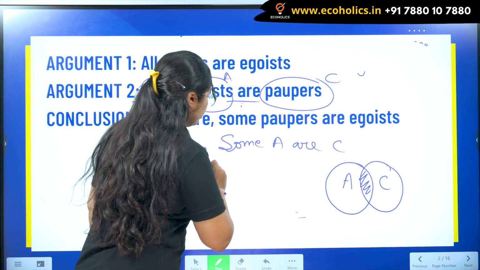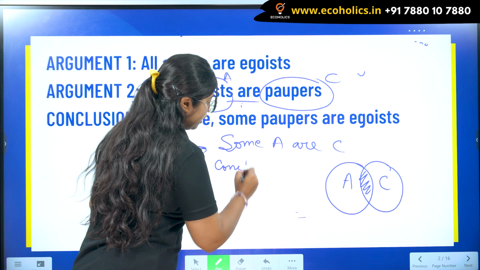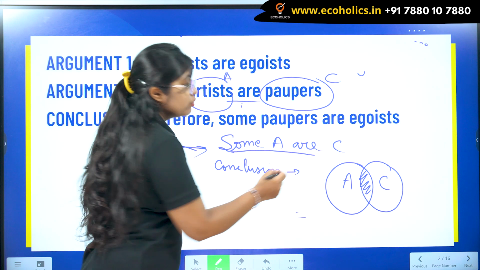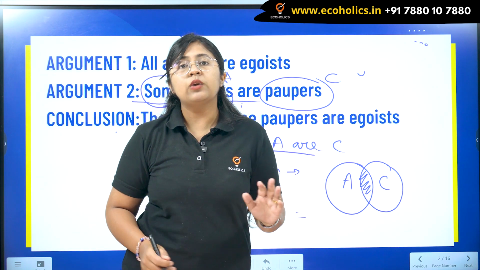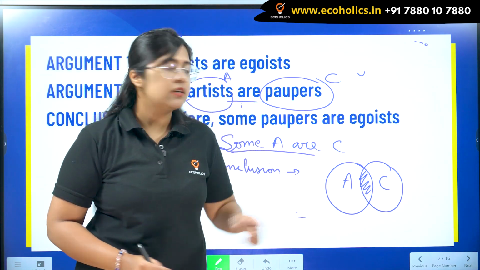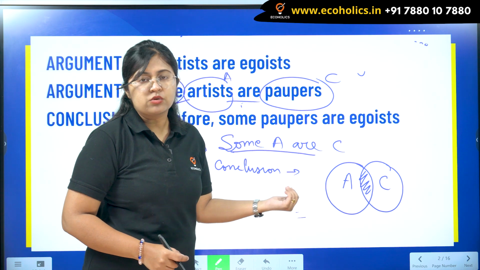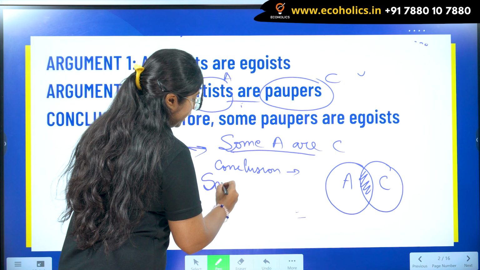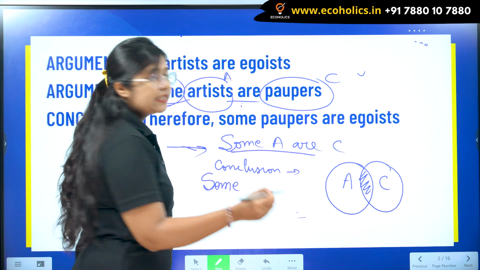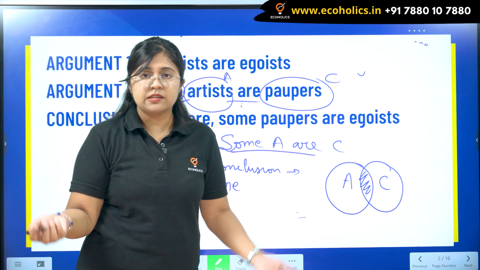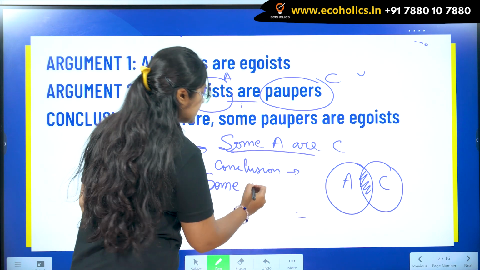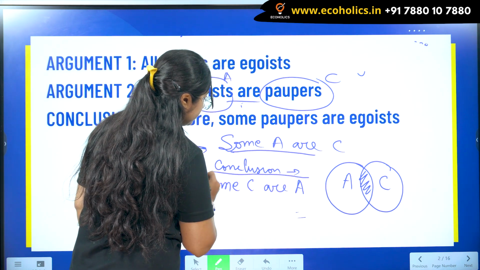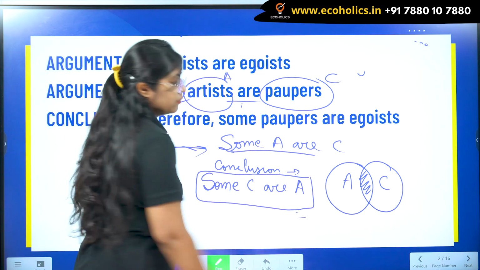Now for the conclusion, if this is the argument, then what will be the conclusion for this argument? There can only be one conclusion for this argument, the transpose or the reverse, okay? So only in an affirmative way, of course. So you can say that if some A are C is true, then some C are A will be true.